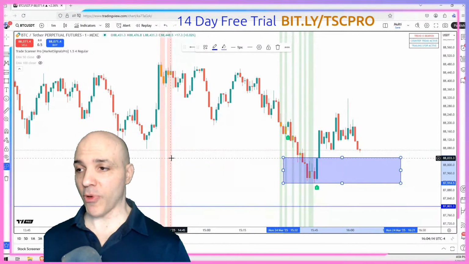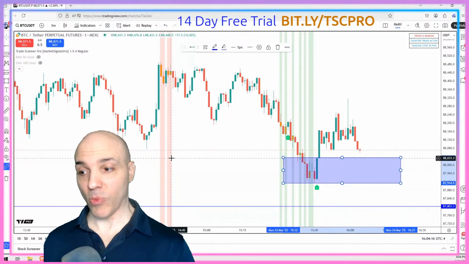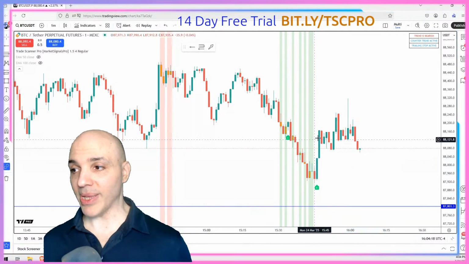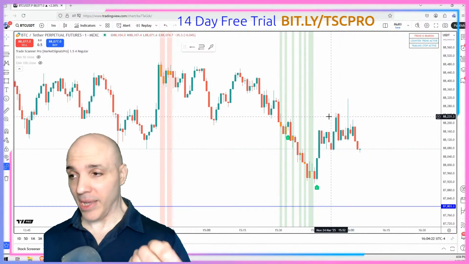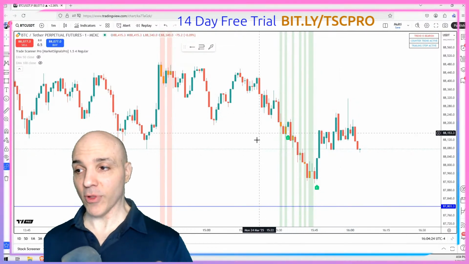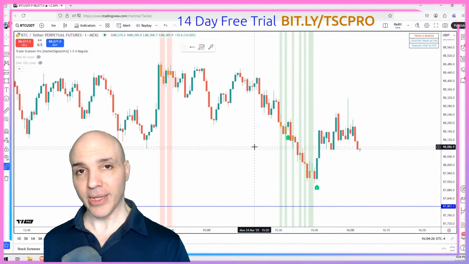The Trade Scanner Pro, what it looks for are pullbacks. That's what it wants to see. Now, when I'm in counter trend mode, which is what I'm in, instead of looking for a pullback on the side of the trend, right?